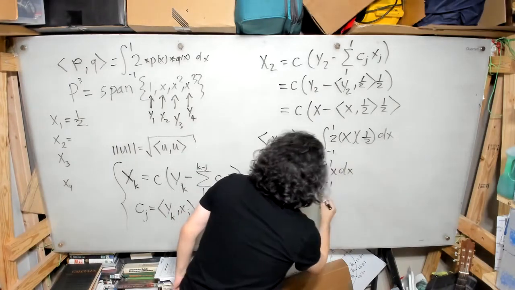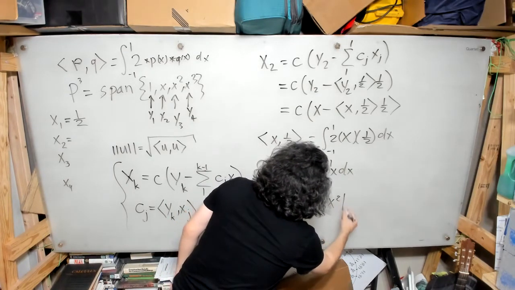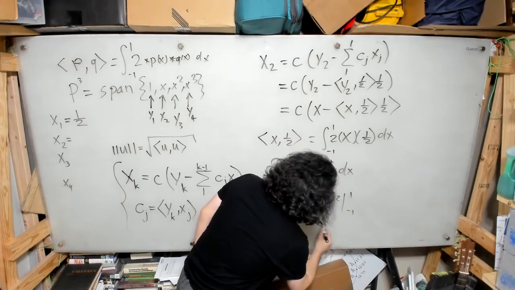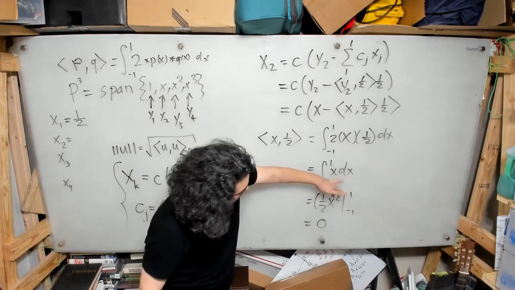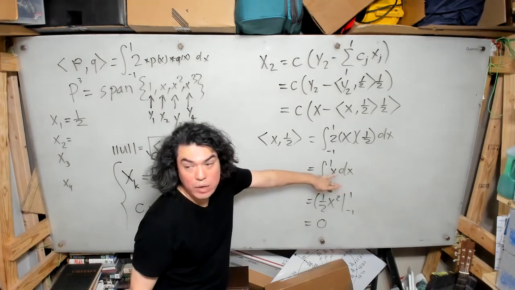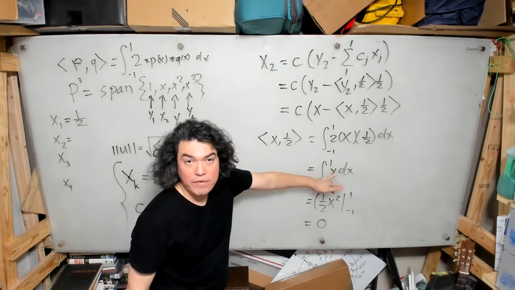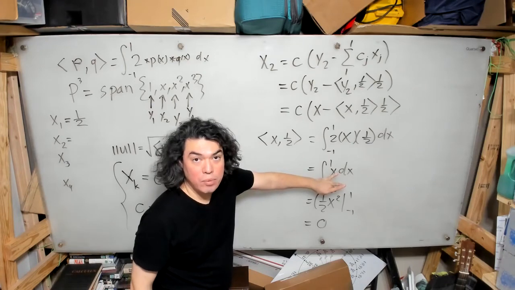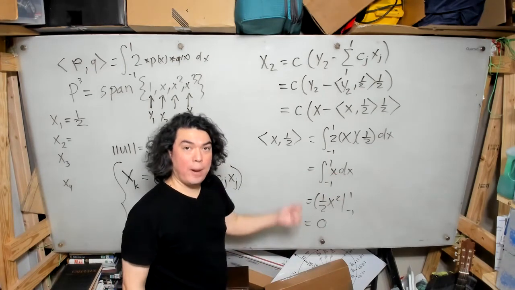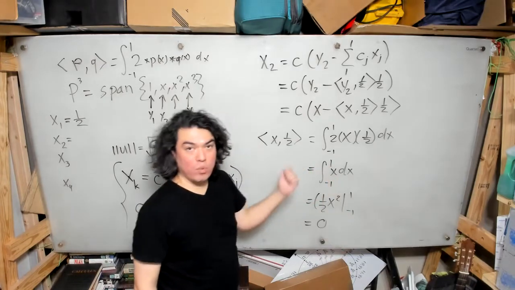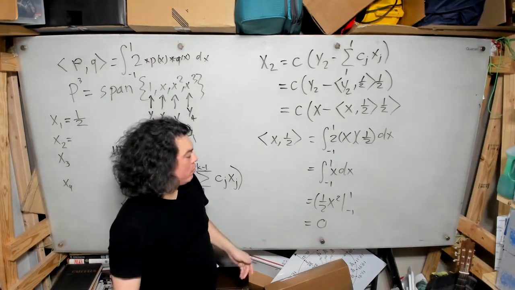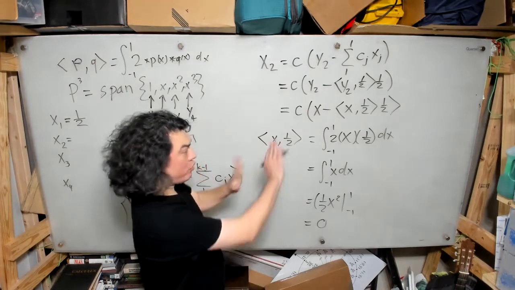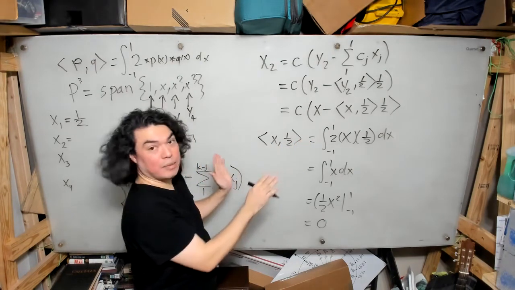That's going to be 1/2 x squared from -1 to 1. Now you can already see from here, this is going to be 0. Because when I evaluate this at 1, x squared is going to be 1. When I evaluate the x squared at -1, it's also going to be positive 1. So I'm going to end up having 1/2 times 1 minus 1/2 times 1, which is 1/2 minus 1/2, which is 0. So here it turns out that that term goes away completely. And we're left with just c times x.